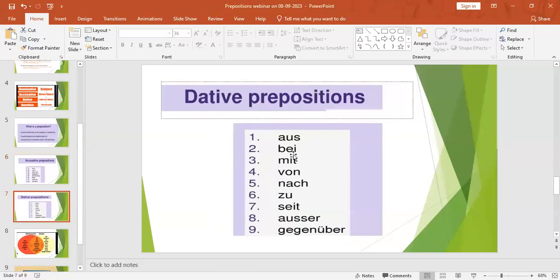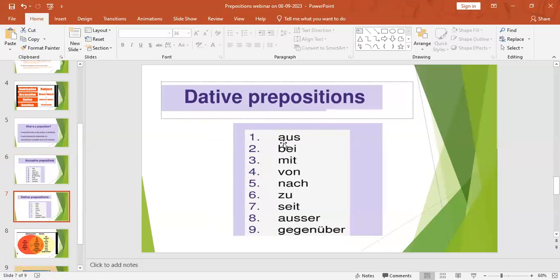These are the dedicated dative prepositions. Aus means out of, or from in some places. Ich komme aus Indien means I come from India. Or ich komme aus Bangalore. There we'll use this preposition aus.